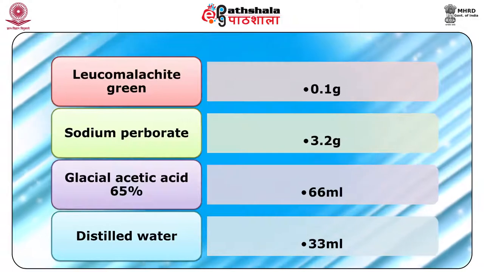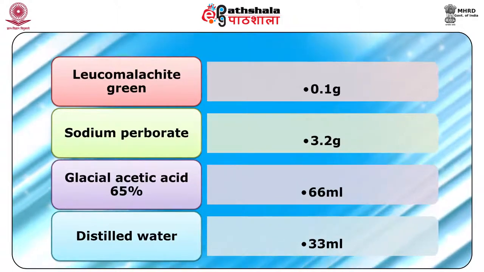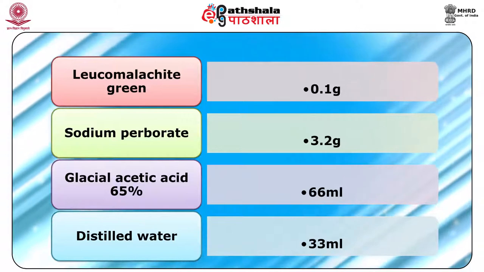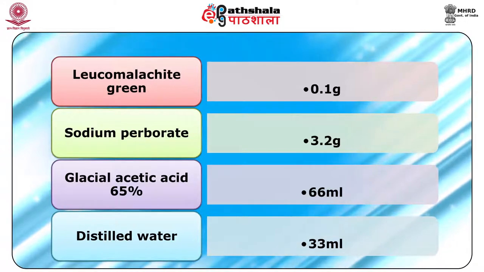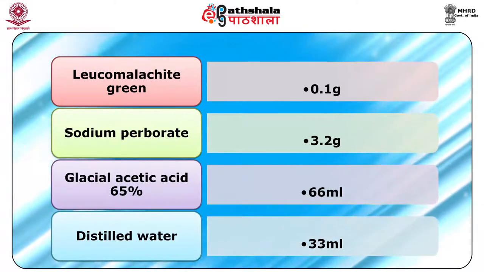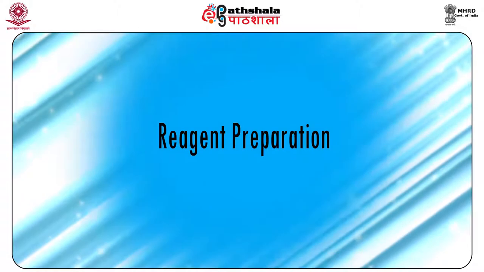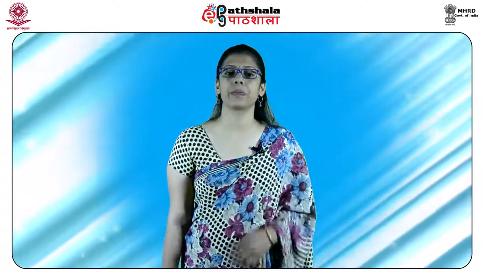Reagent: leucomalachite green 1 gram, sodium perborate 3.2 gram, glacial acetic acid 65% solution, that is 66 ml, distilled water 33 ml. Now reagent preparation. The reagent of the leucomalachite green test is formed by the combination of leucomalachite green, that is 0.1 gram, sodium perborate 3.2 gram and glacial acetic acid 66 ml and 33 ml of distilled water.